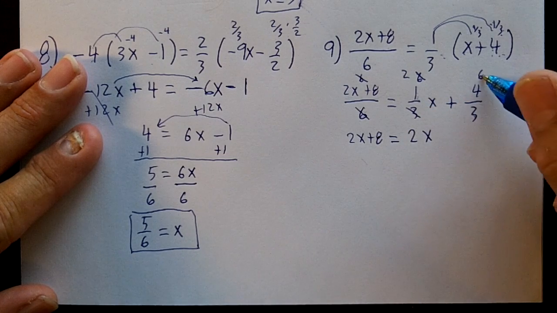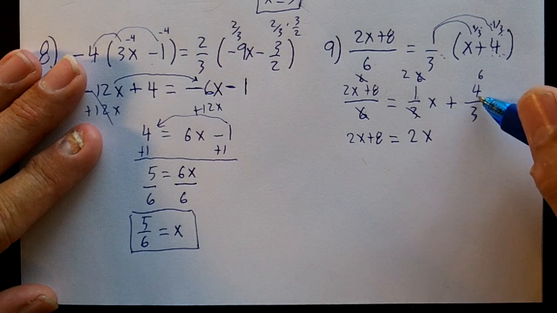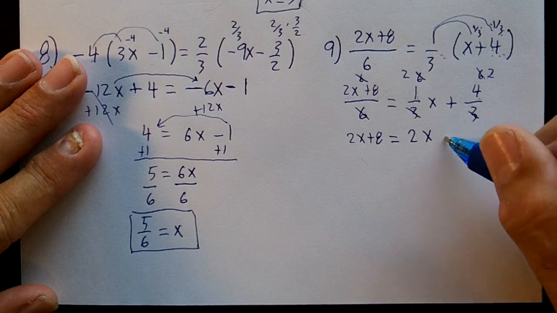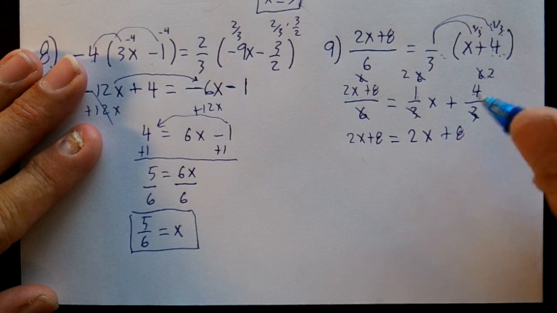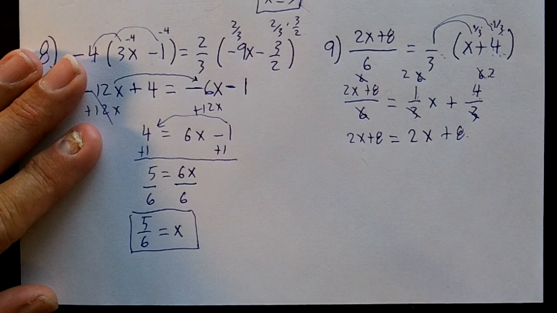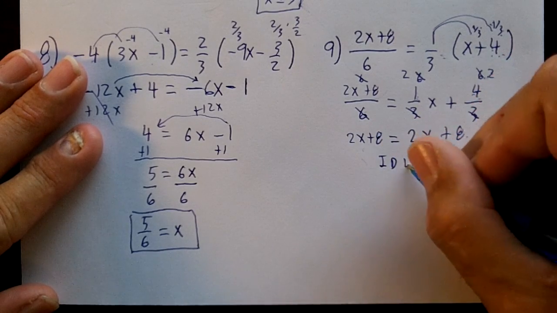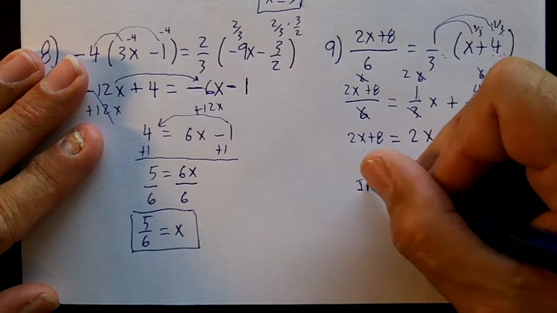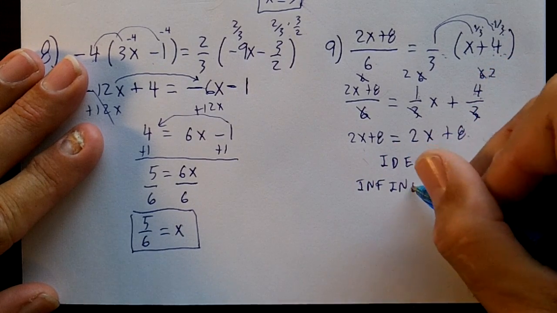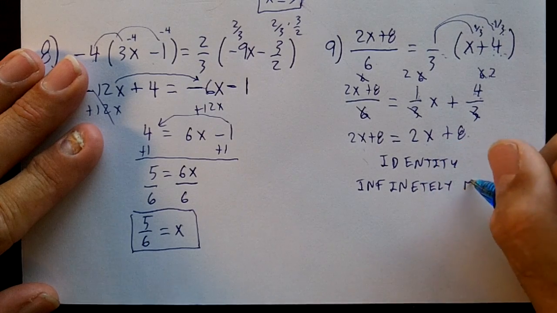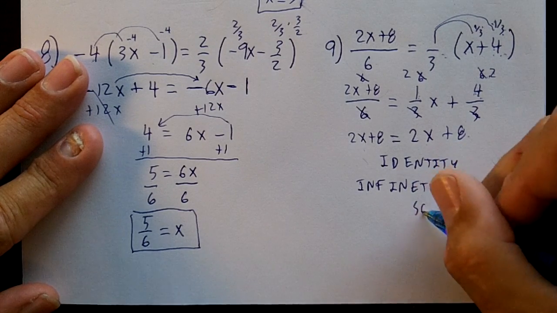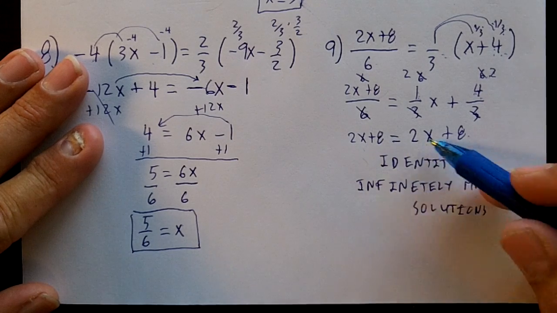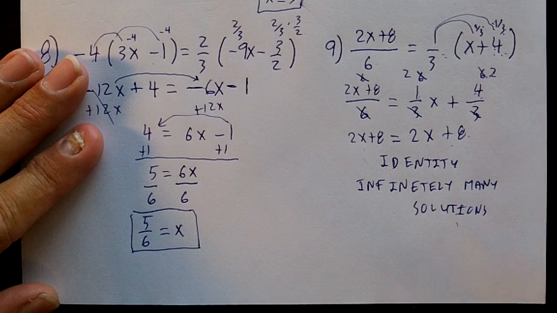Right here, 6 divided by 3. 6 divided by 3 is 2. And then I'm going to take that 2 and multiply it by the 4. 2 times 4 is 8. Notice that both of these are identical, right? If they're identical, you could say it's an identity. On your test, it will be infinitely many solutions. If you get to write down here and they're exactly the same, it's going to be infinitely many solutions.